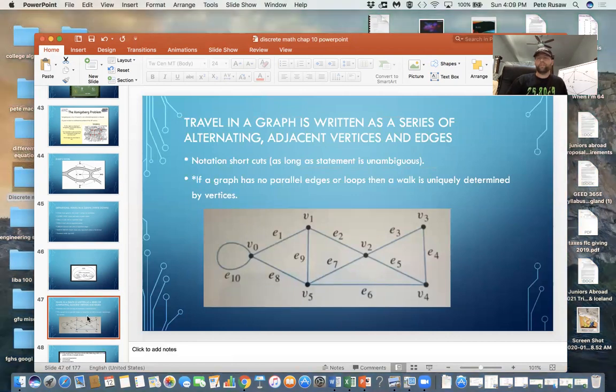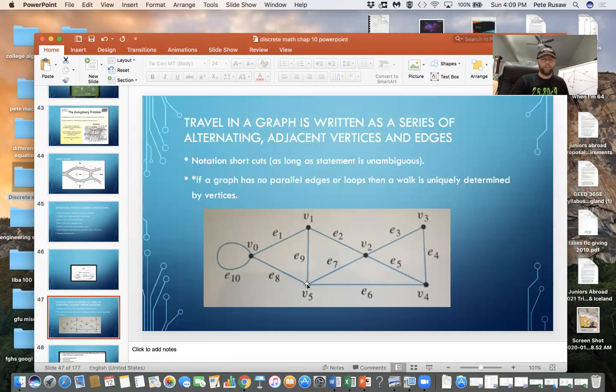And so how do we define travel in a graph? If I wanted to travel from V0 across E1 to V1 to E2 to V2 to E3 to V3 to E4 to V4, that's a lot of words. And if there's a way to say it without ambiguity, then you can say it shorter than that. So if I wanted to get in that movement that I just described, I could just say V0 to V1 to V2 to V3 to V4 and stop.